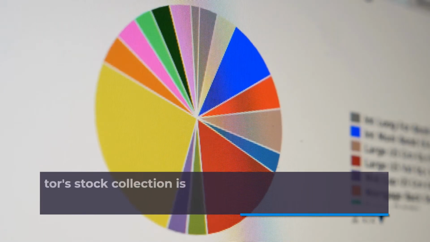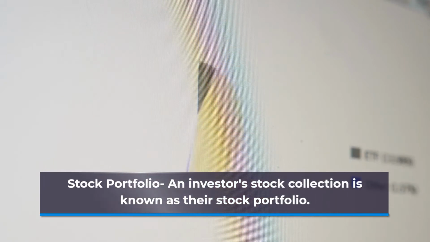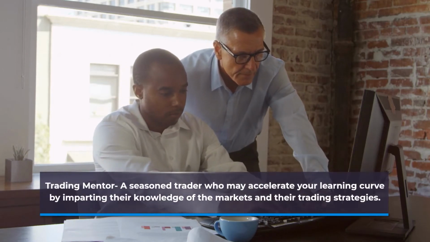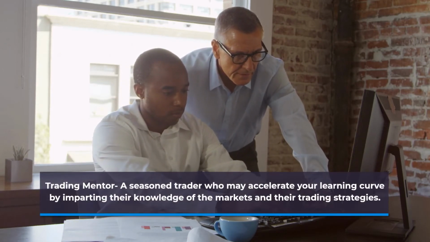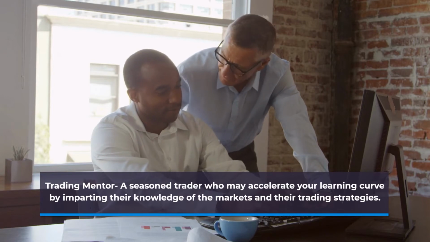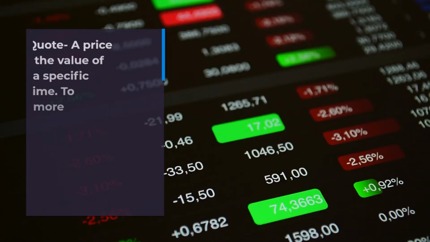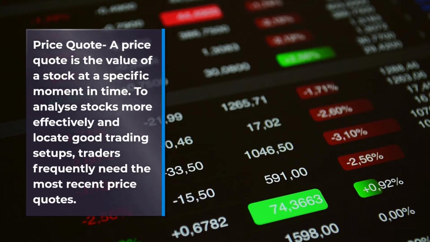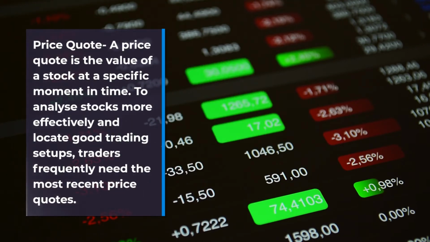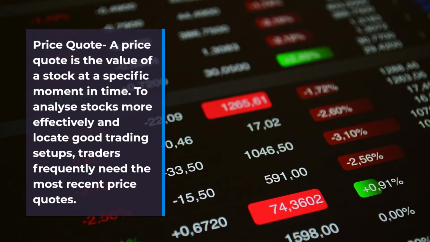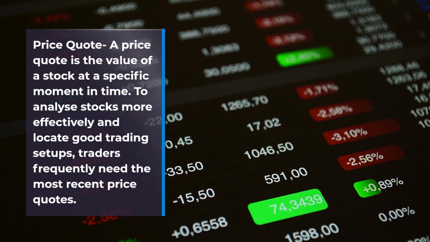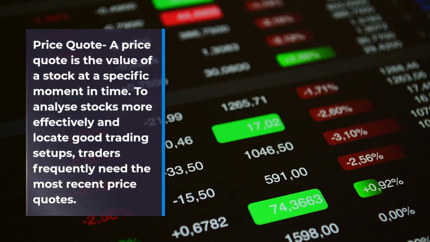Stock portfolio. An investor's stock collection is known as their stock portfolio. Trading mentor. A seasoned trader who may accelerate your learning curve by imparting their knowledge of the markets and their trading strategies. Price quote. A price quote is the value of a stock at a specific moment in time. To analyze stocks more effectively and locate good trading setups, traders frequently need the most recent price quotes.